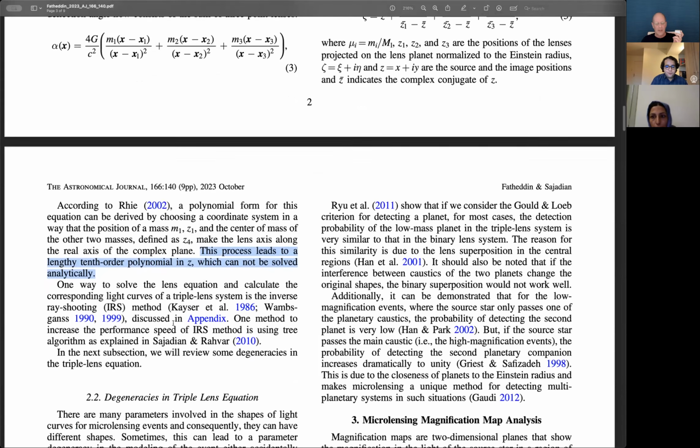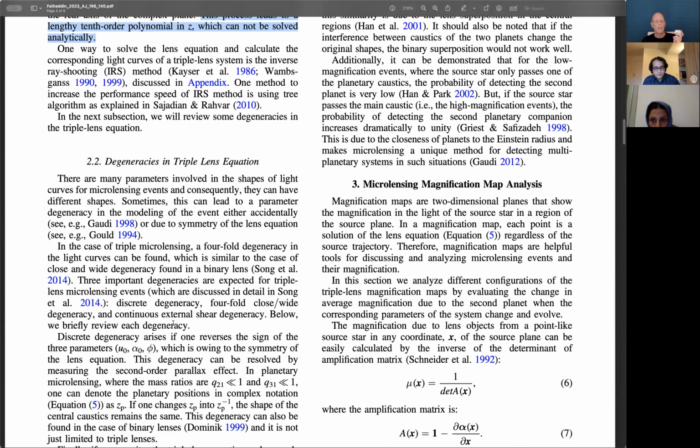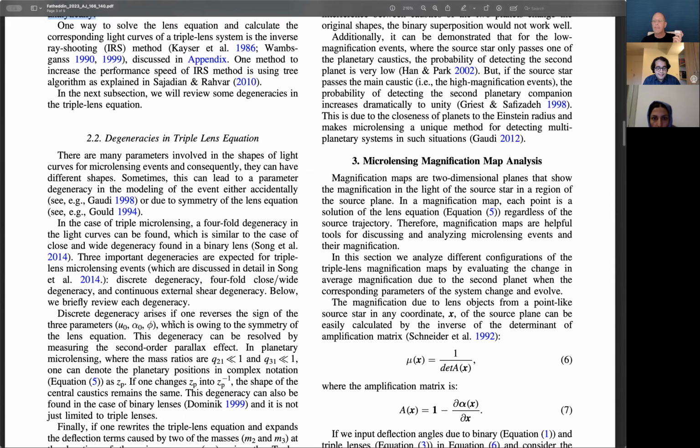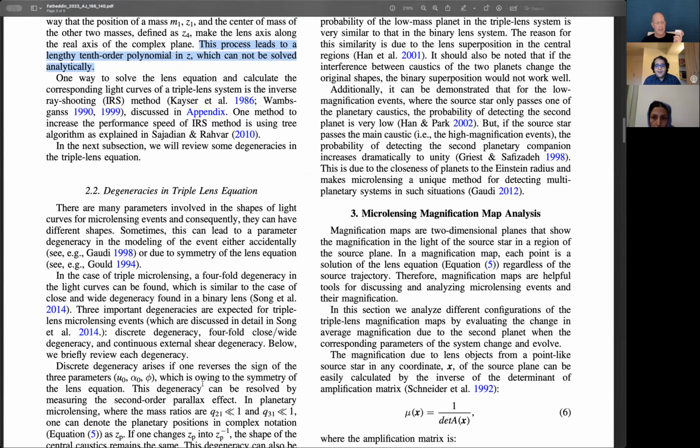Before diving more into the simulation details and our results for the Roman telescope, I think we can also discuss the degeneracies that exist in the triple lens equation. As we know, there are many parameters involved in the shape of a light curve, and extracting the proper values for every parameter requires very accurate modeling. And sometimes, since we have a lot of parameters, we can have a degeneracy that would cause the wrong model to be extracted from the actual data.